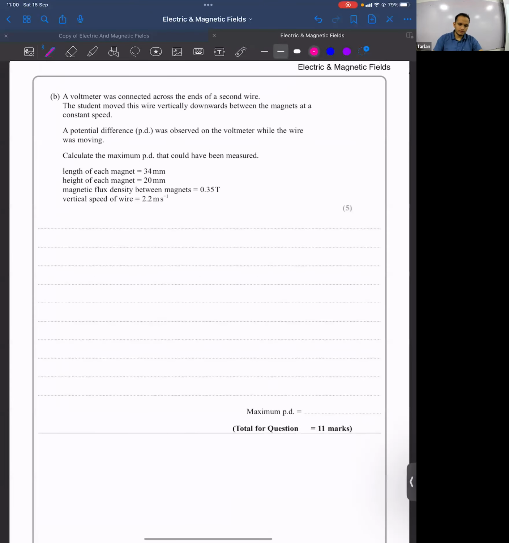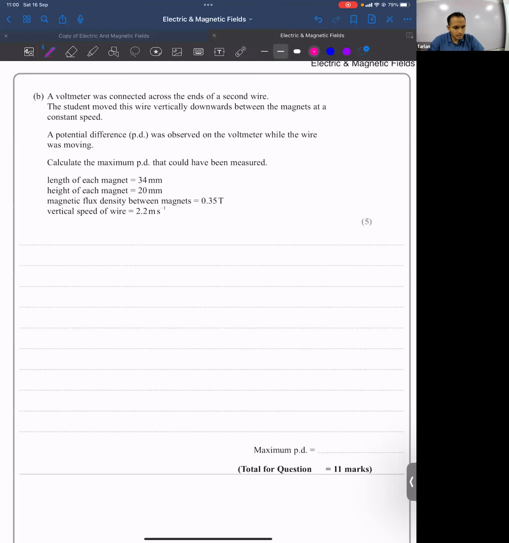Okay, guys, let's look at this. A voltmeter was connected across the ends of a second wire. The student moved this wire vertically downwards between the magnets at a constant speed. A potential difference was observed on the voltmeter while the wire was moving. Calculate the maximum PD that could have been measured. Length of each magnet is given as 34 millimeters. The height of each magnet is given as 20 millimeters. Magnetic flux density between the magnets is given. Vertical speed of the wire is given.